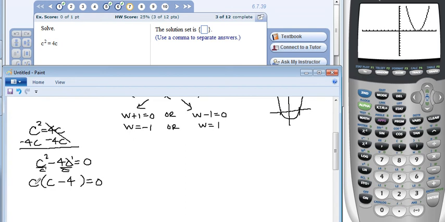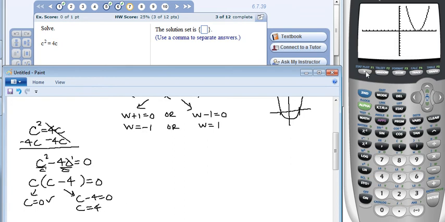Now I've got this times this equals 0. So either c is equal to 0 or c minus 4 is equal to 0. This one's already solved. This one says c is equal to 4.